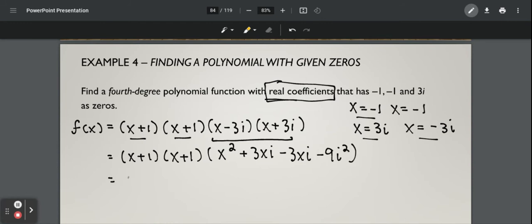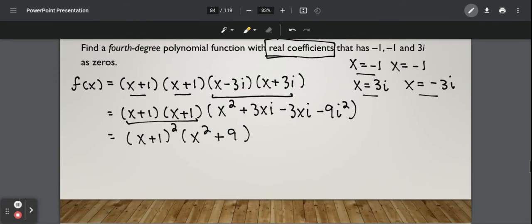So if we continue to simplify, we get x plus 1, which we'll write as the quantity squared, combining both of those factors. And then we have x squared plus 9. And then we're just going to leave it. I don't need you to keep multiplying it out. At that point, everything has a real coefficient, so even if you could multiply it more, you'd still have real coefficients.